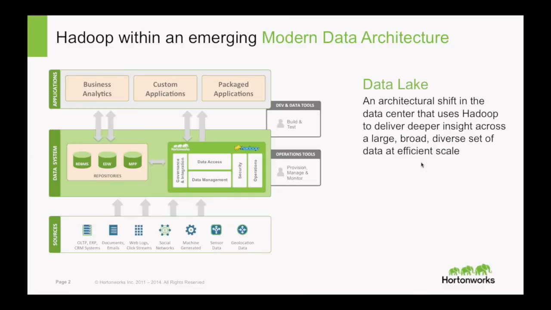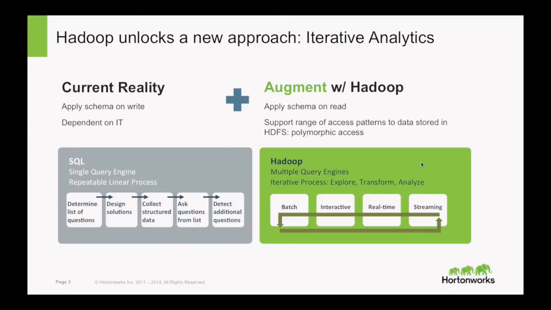A lot of people are moving into this architecture that you see here, where all the existing applications coexist with it, but Hadoop becomes a central piece that's used more and more to deliver deeper insights across all these different data sets and all these different data types. And part of the magic that happens with Hadoop, a lot of people adopting it are seeing day in, day out, is that it moves from a more structured or linear process to a more iterative process, which allows organizations to get more insight quicker.